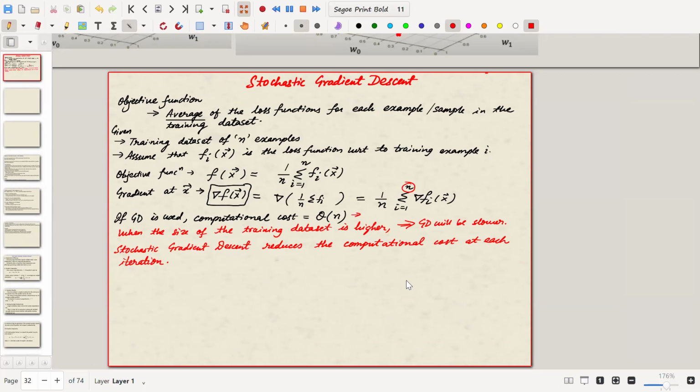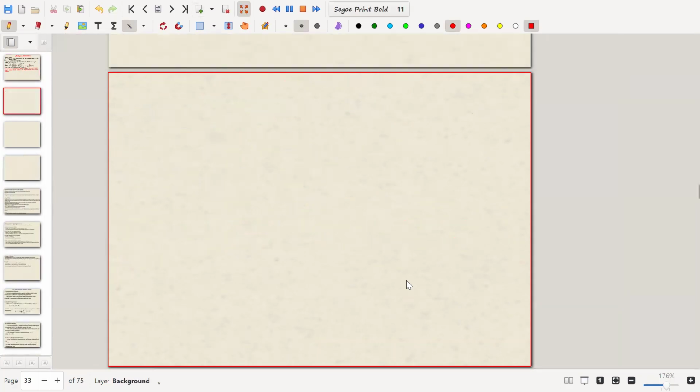Actually the idea is pretty simple in stochastic gradient descent. For each iteration of stochastic gradient descent, we uniformly sample from i equals 1 to n. There are n training samples, i equal to 1 to n. In stochastic gradient descent, you take randomly one from these samples at each iteration.